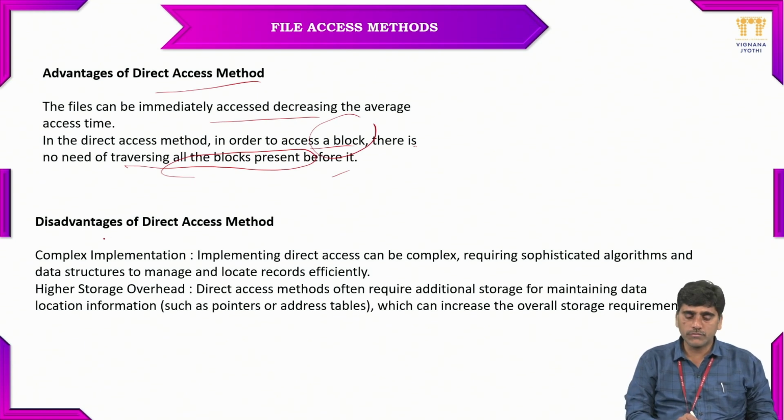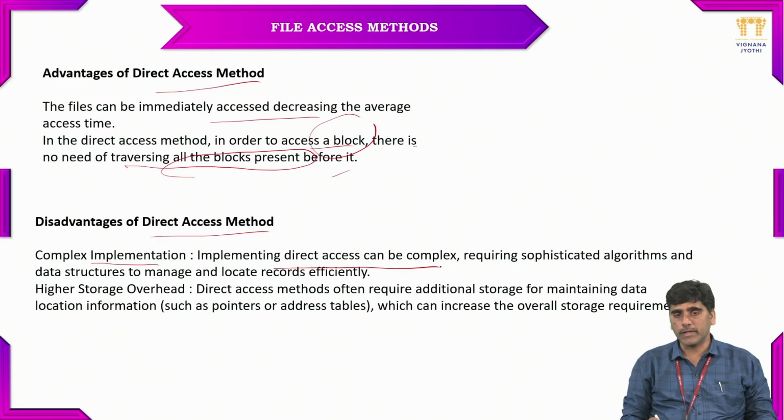Now the disadvantages of the direct access method: a somewhat more complex implementation than sequential access. Implementing direct access can be complex, requiring sophisticated algorithms and data structures to manage and locate records efficiently. However, the data structures are always provided for the efficiency of the storage process, but from an implementation point of view, this is somewhat more complex than sequential access, and there is also higher storage overhead.